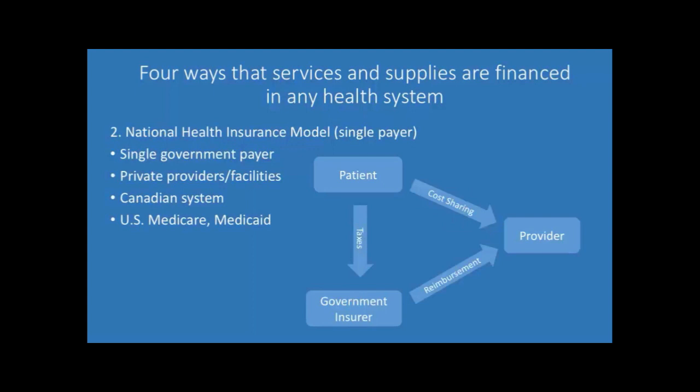Second is the national health insurance model, or a single-payer model. This is where you have a single government payer. You have a system of mostly private insurers and facilities. This is a lot like the Canadian system. We also have a national health insurance system in the U.S. at the federal level called Medicare, which is how people over 65 get their insurance coverage for the most part, as well as a lot of people with disabilities. And then at the state level, we have Medicaid plans that are these sort of state-level single-payer plans.